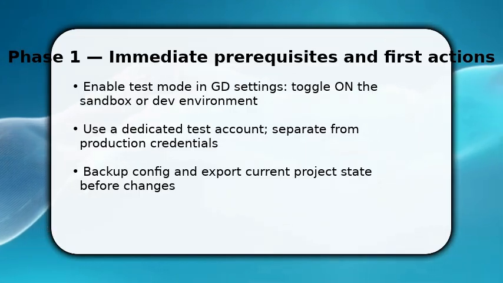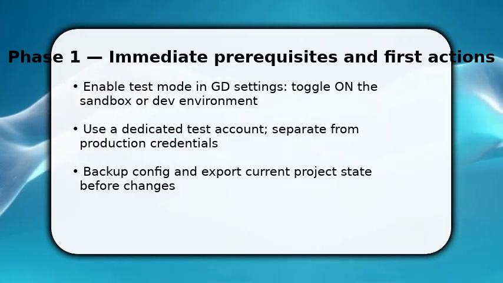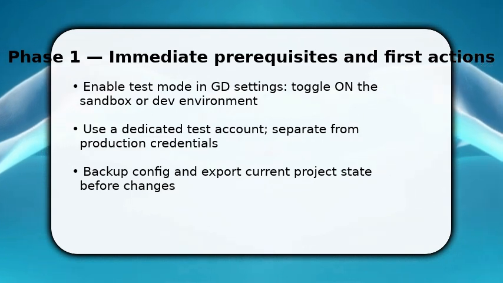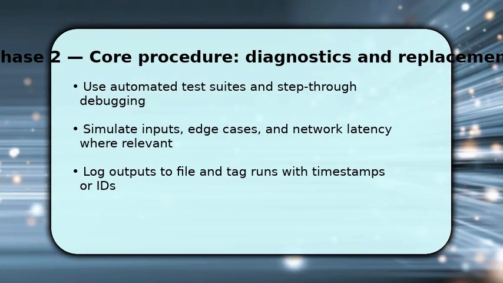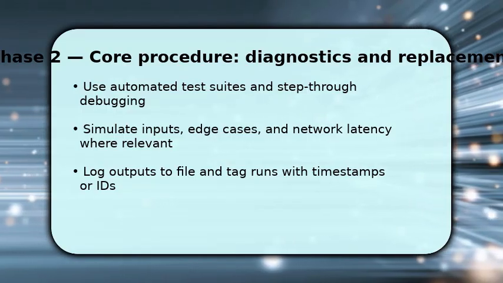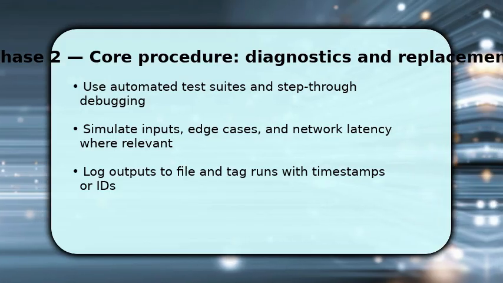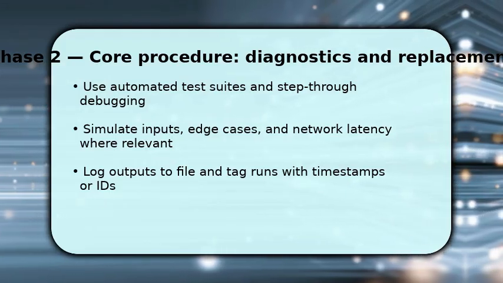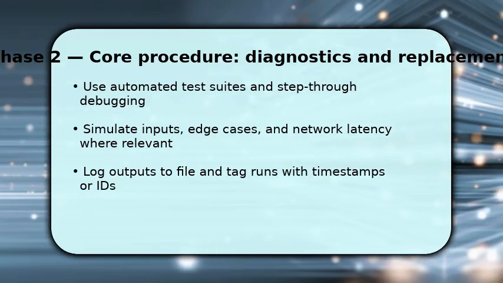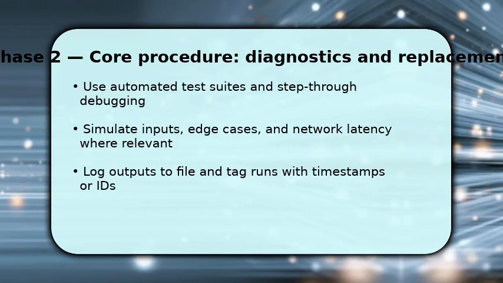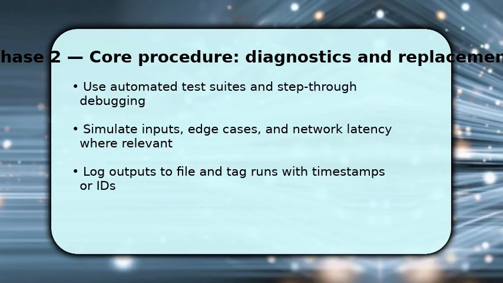This prevents accidental overwrites. Now you're ready to run the first isolated test case and observe behavior without risking production systems. You proceed by executing detailed tests, run automated suites, and step through debugging to watch state transitions live. Use simulated inputs and edge case data. For example, feed malformed packets or zero-length values to expose failures. Also emulate latency and partial connectivity to see retry logic.